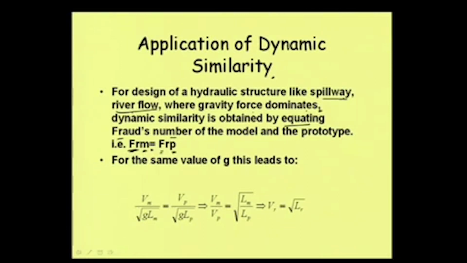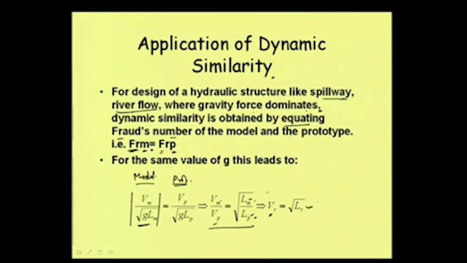Froude number, as we know, is V by root over gD. Now, in case of similarity of Froude number between model and prototype, writing this for model and this for prototype, we get Vm by root over g Lm is equal to Vp by root over g Lp, that is, the Froude number of the model is equal to the Froude number of the prototype. Then, if g is the same, we get Vm by Vp is equal to root over Lm by Lp. Now, Vm by Vp is the velocity ratio, and Lm by Lp is nothing but the length ratio. So root over Lm by Lp becomes root over Lr.